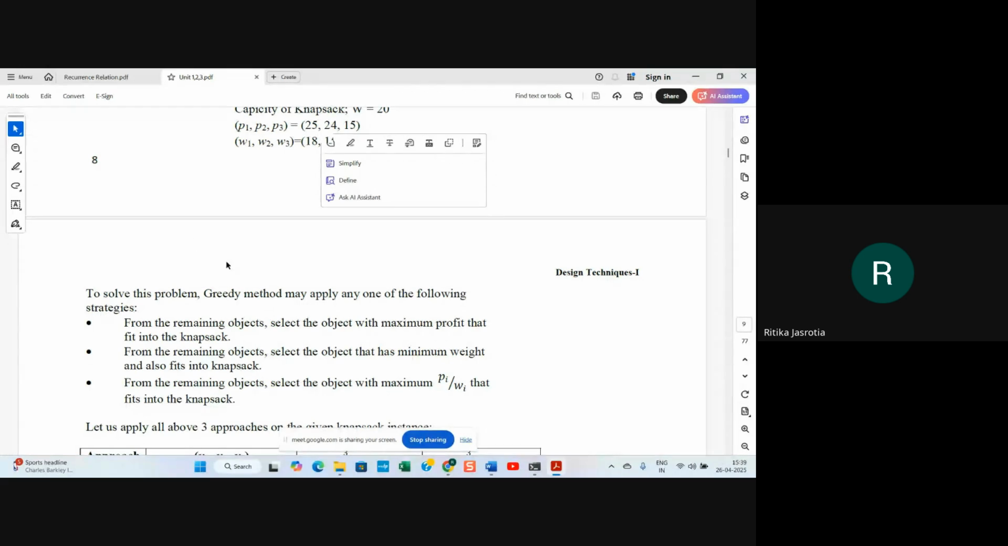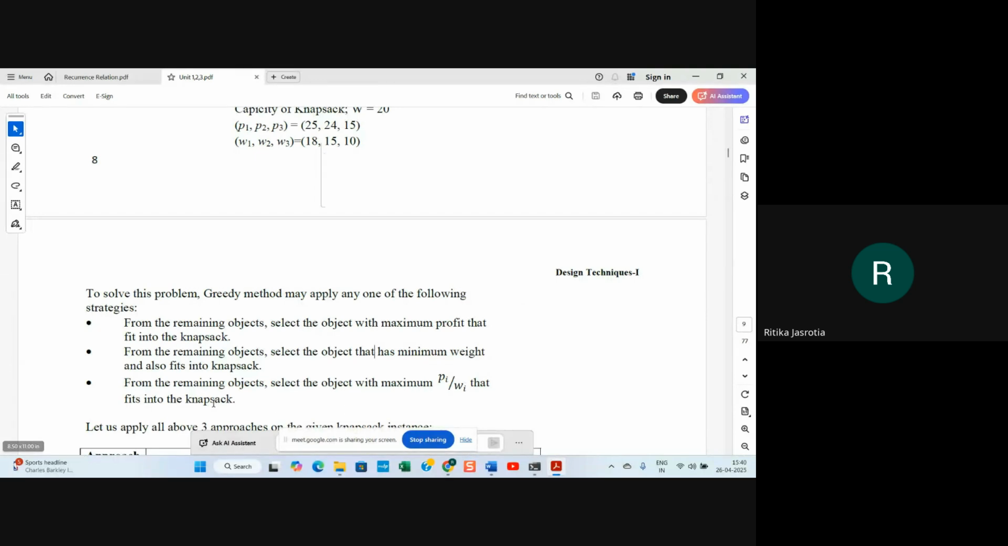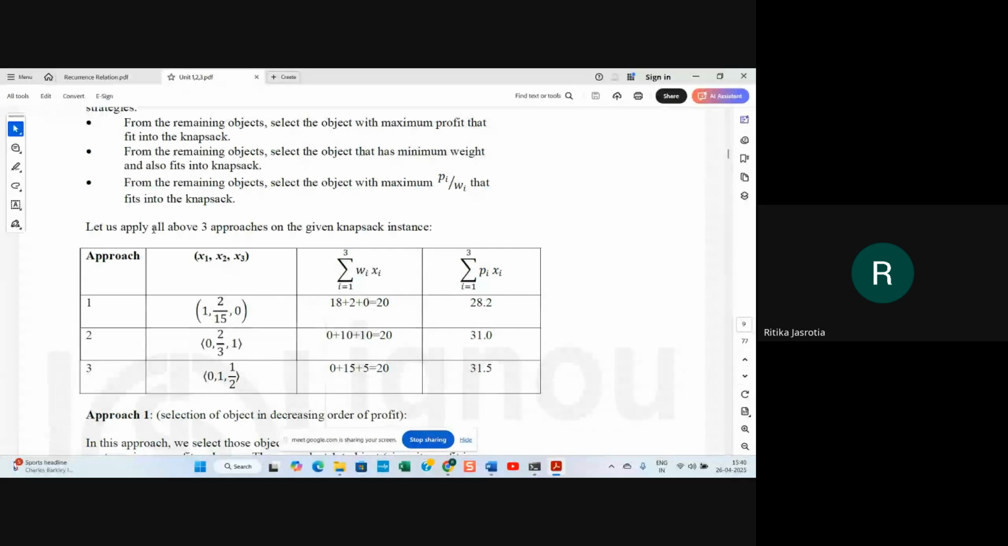So any one of these you can apply. Either you take the maximum profit and put it in the knapsack, or from the remaining objects you select the minimum weight, whose minimum weight is there, that you can select. Or from the remaining objects, select the object with maximum Pi divided by Wi, that is profit divided by weight, that fits into the knapsack. So these three strategies are there, any one you can follow, right? So let us apply all the above three approaches in the given knapsack instance.